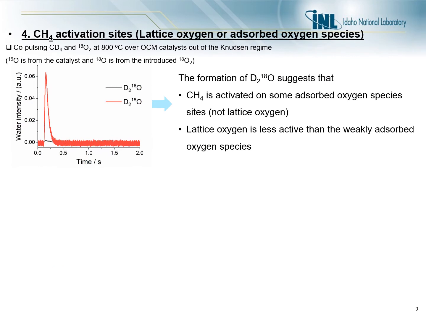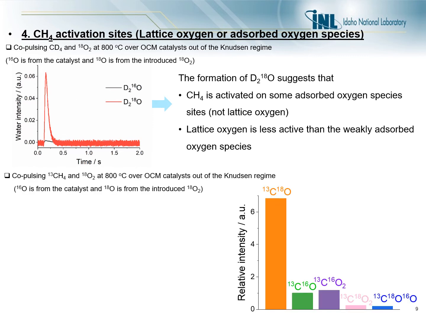Furthermore, we investigate the type of oxygen species for the methane activation. In this experiment, CD4 and 18O2 were co-pulsed, and we can see that different water isotopes were formed. As you can see from the figure, D218O is much higher than D216O, which indicates that CH4 is activated on some weakly adsorbed oxygen species. It's not from the lattice oxygen, and lattice oxygen actually is less active than the weakly adsorbed oxygen species.